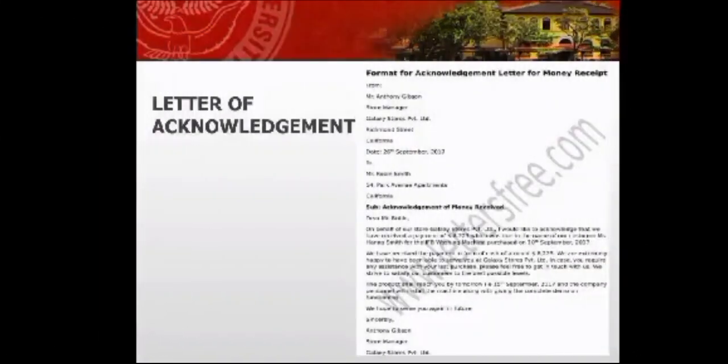So letter of acknowledgement. So what is letter of acknowledgement? So ito ay isang formal letter used by business or individuals to formally confirm the receipt of certain documents such as invoice, job resignation letter, and contract. So this is the sample of format for acknowledgement letter for money receipt.